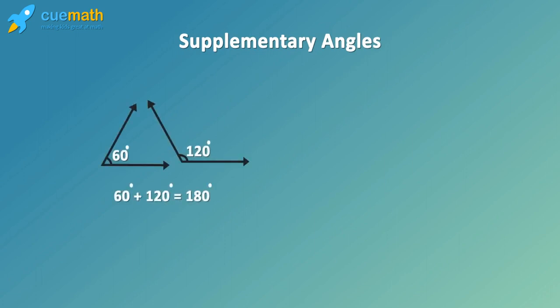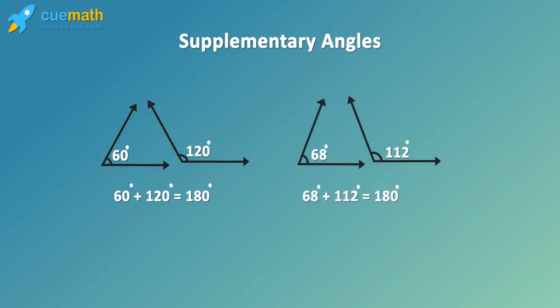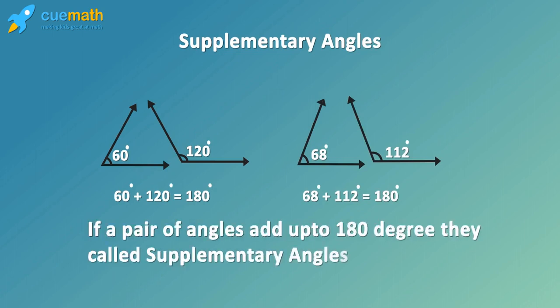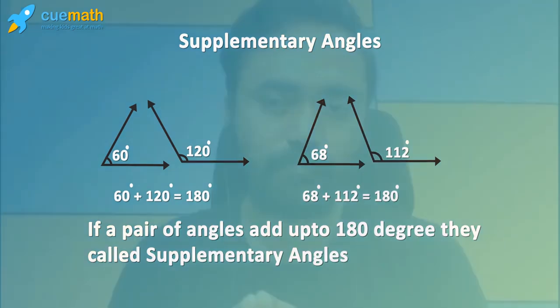So 60 degrees and 120 degrees. If we add these two angles, the sum would be equal to 180 degrees. Let's look at a couple of more angles, 68 degrees and 112 degrees. Now, if we add these two angles as well, we are going to get a sum of 180 degrees. So if a pair of angles add up to 180 degrees, they are called supplementary angles.